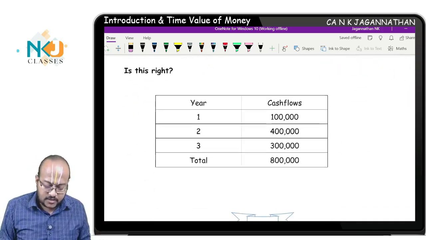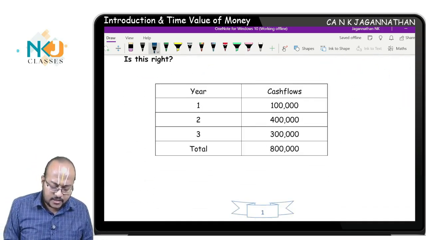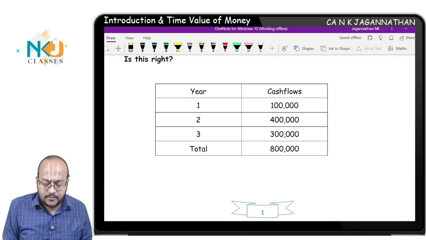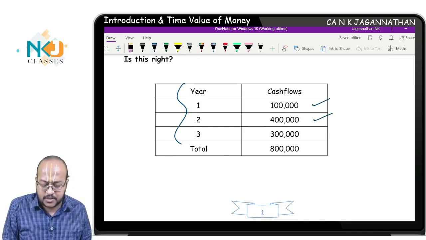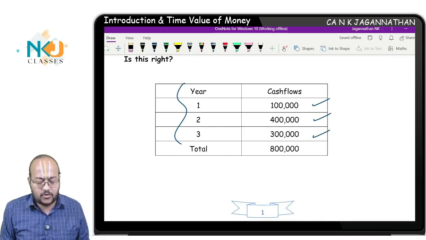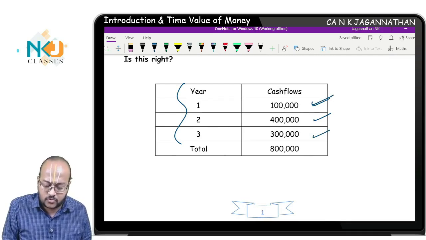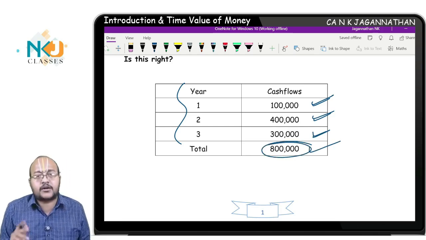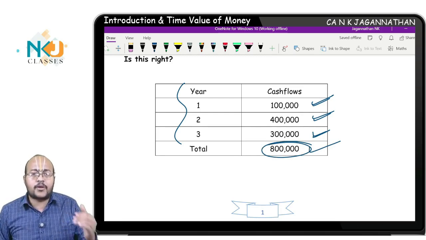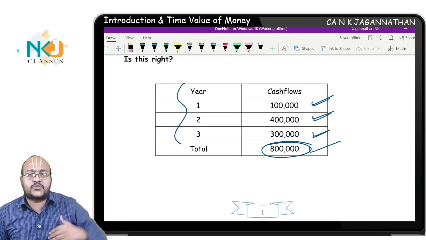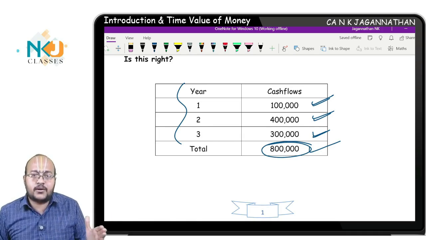Okay, next, see, very simple. So what cannot be done now? You cannot simply add, this year 1, 2, 3 cash flows are given, 1 lakh rupees, 4 lakh rupees and 3 lakh rupees. At the end of year 1, you will receive 1 lakh, end of year 2, you are going to receive 4 lakh, end of year 3, you are receiving 3 lakhs. Total is 8 lakh. Am I correct or not? No. Time value of money won't permit us to add simply the cash flows of different time periods, correct?